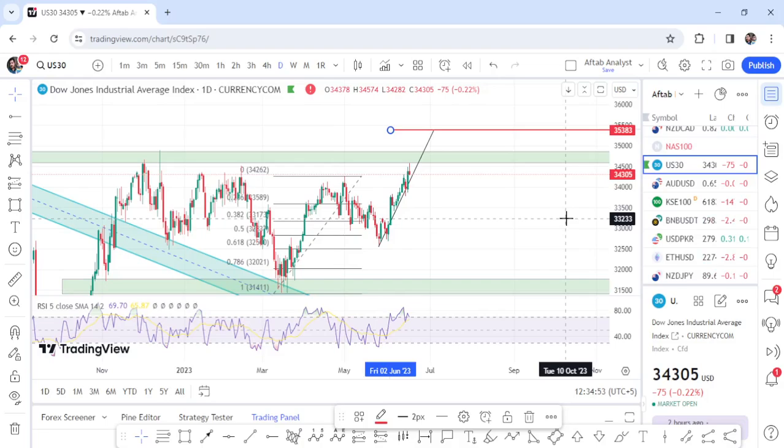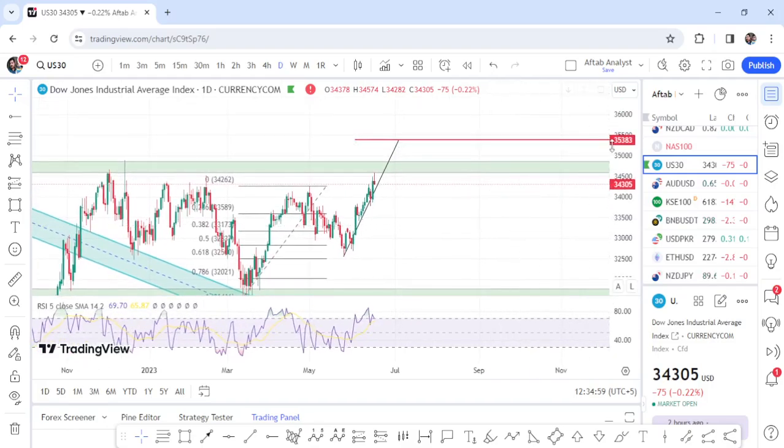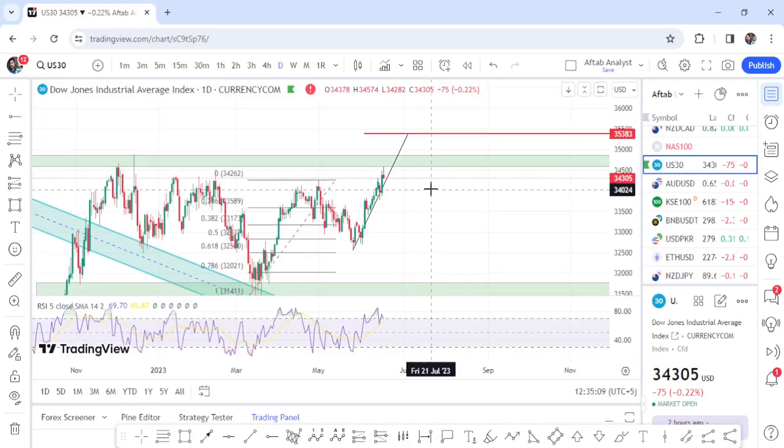No, my friends, that will not be a breakout, but most probably that is going to be a fake out. But yes, if the market closes above 3538, then yes, that will be a clear break of structure. Otherwise, this level will also be ideal for sell. So for long term, it is suggesting me a sell from 3538.